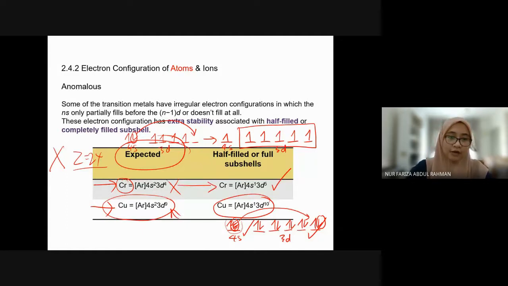It's fine, you can start off with the expected one, it's not a problem. But you should end with this half-filled or fully-filled subshell. Starting from the expected is fine, but you must show that this is the final electron configuration.